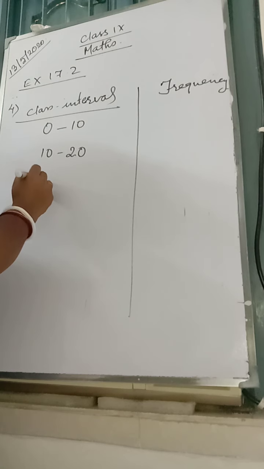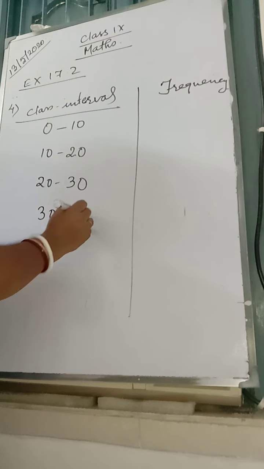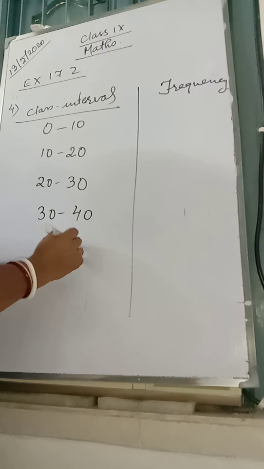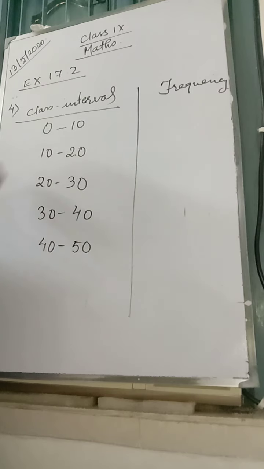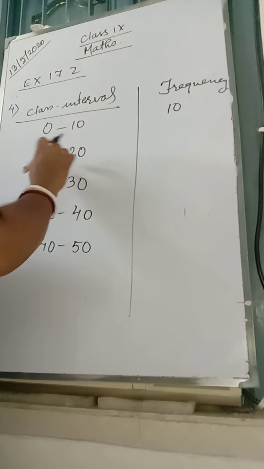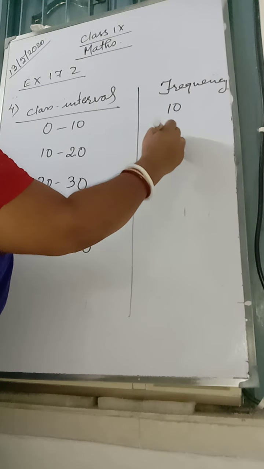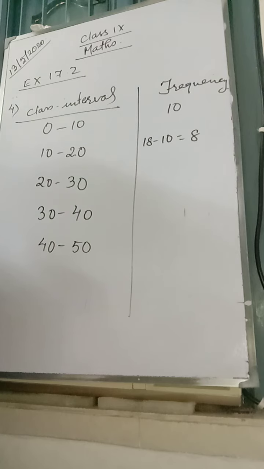Less than 30, that belongs to the 20 to 30 group. Less than 40, that belongs to the 30 to 40 group. And less than 50, that belongs to 40 to 50. Now the frequency was 10, I am writing 10. Second was 18. So what will be the frequency for this particular group? 18 minus this 10 is equal to 8.